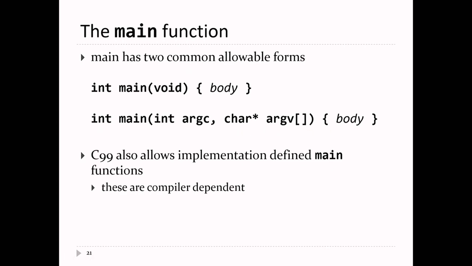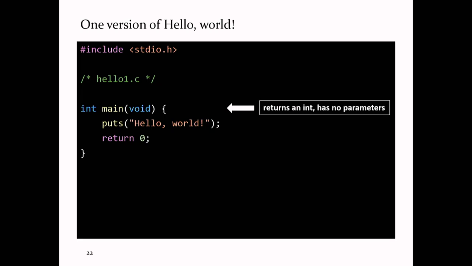The C standard says that a compiler writer can create other versions of main, but we're not interested in that because we're not writing a compiler. So the first version of main returns an int and has no parameters. It looks a lot like Java. You can't put words like public or static in front of a function in C. There is no public, private, protected, or anything like that in C. There is a static, but it means something completely different in C. So it's just the return type, name of the function, and parameter list here.